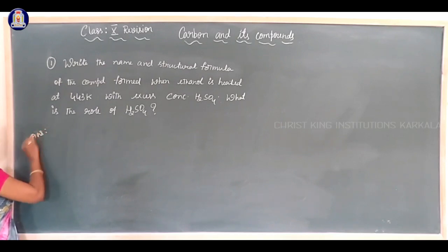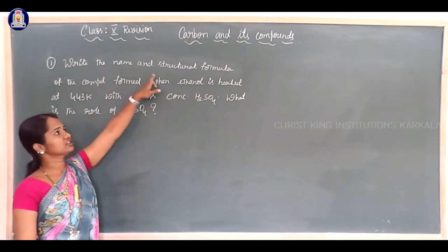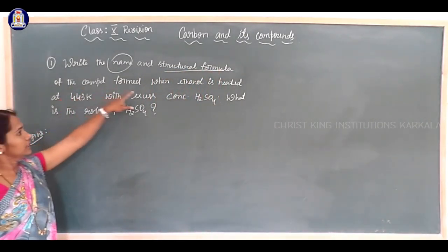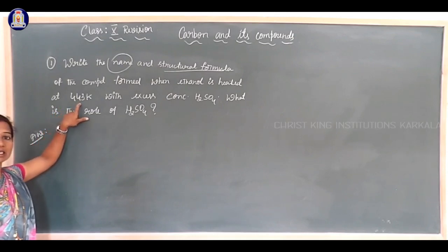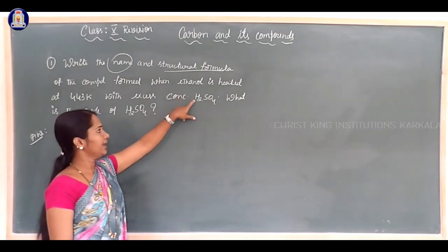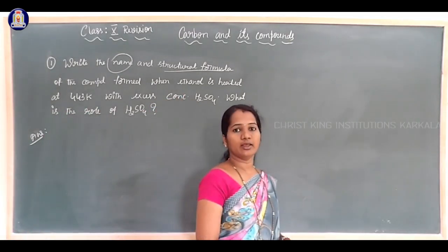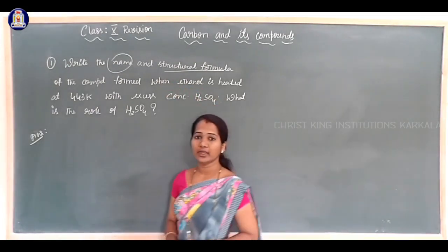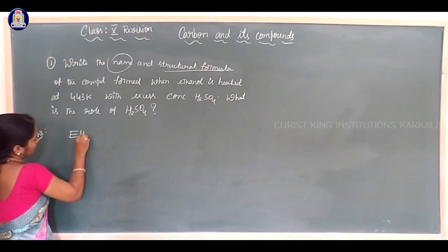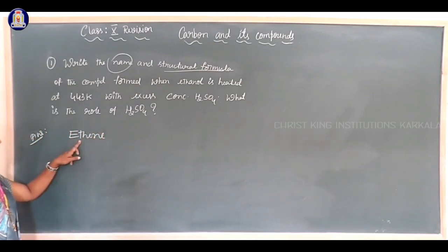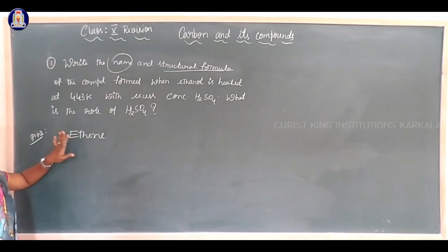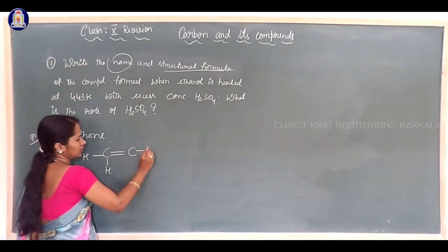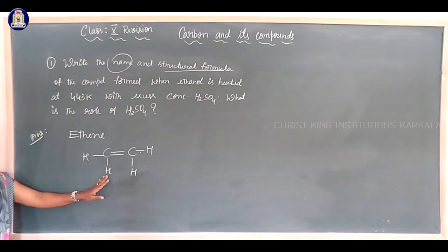So how to solve this question? What is the question asked? Write the name and structural formula. Name you have to write, structural formula you have to write. When ethanol is heated at 443 Kelvin with excess concentrated H2SO4, we get the compound ethene. So the name is ethene, the compound formed. What is the structural formula of ethene? C double bond C, with H, H, H, H. So this is the structural formula of ethene.